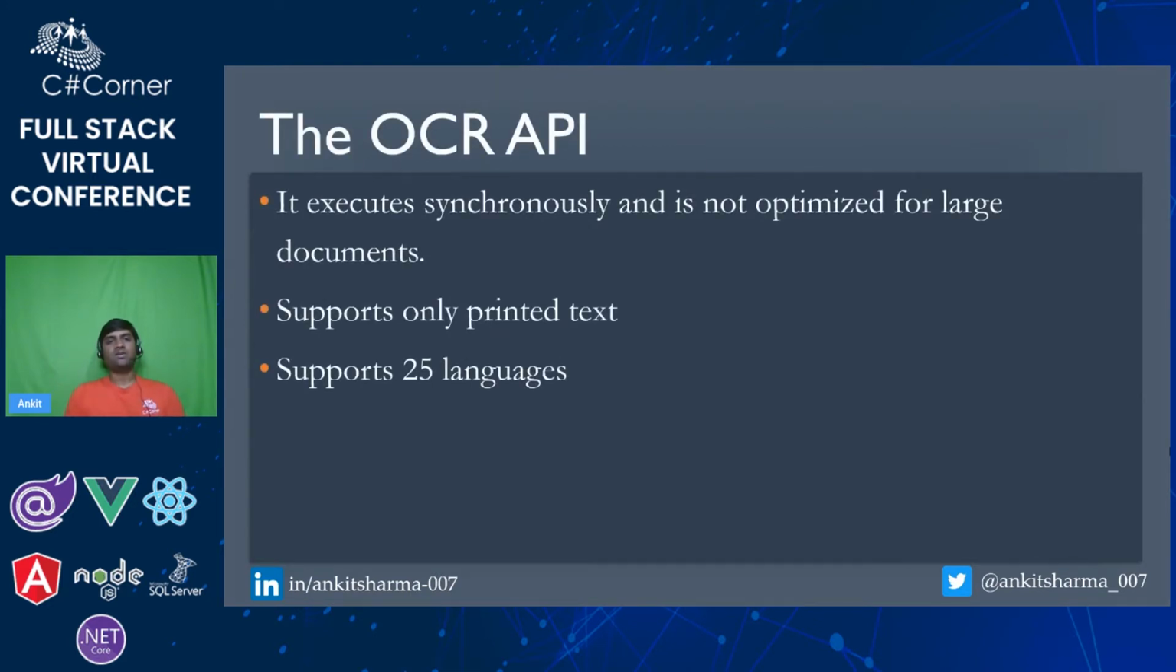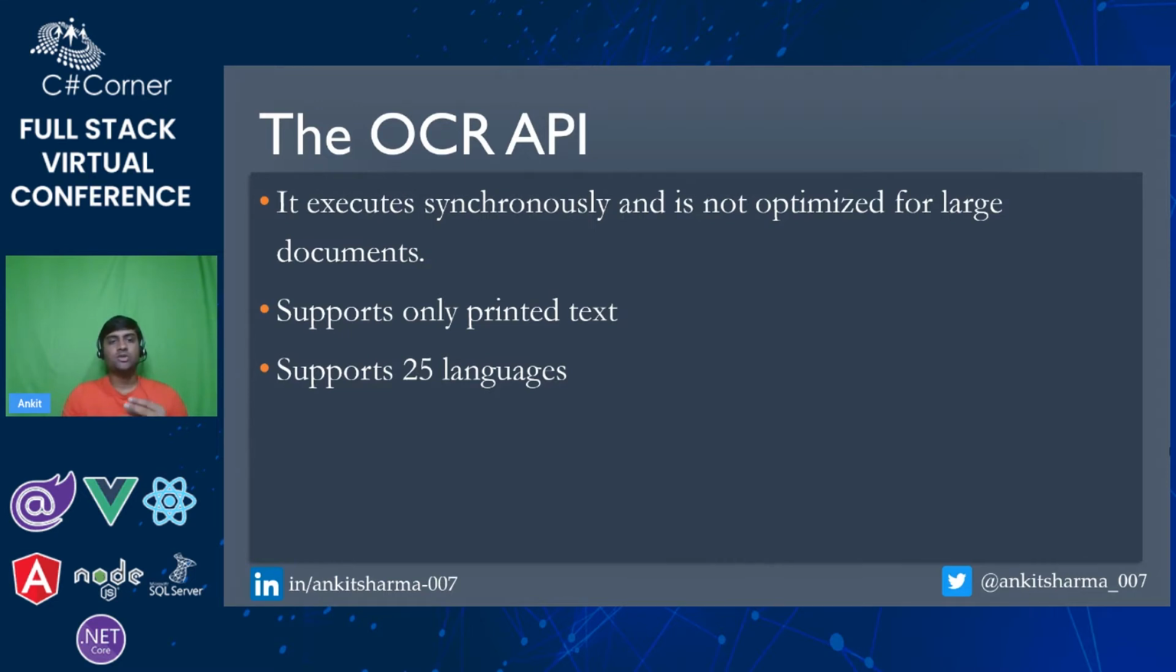The second API, the OCR API, which we are going to use today for our demo, executes synchronously and it is not optimized for large documents. And the OCR API supports only printed text. This is in contrast with the Read API, which supports handwritten text also. The OCR API does not support any handwritten text. So which API you should use totally depends on your use case.